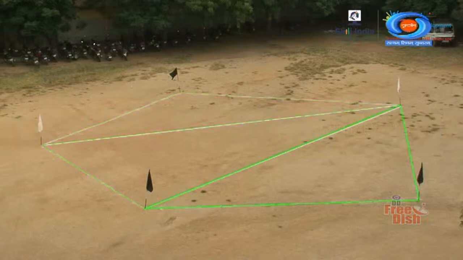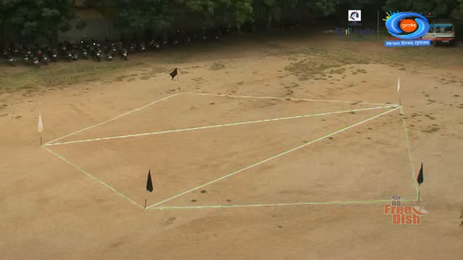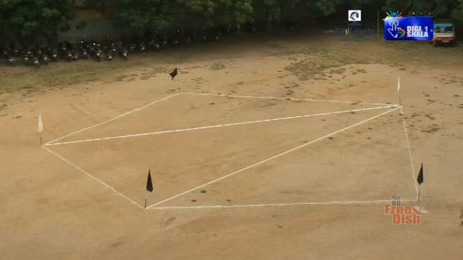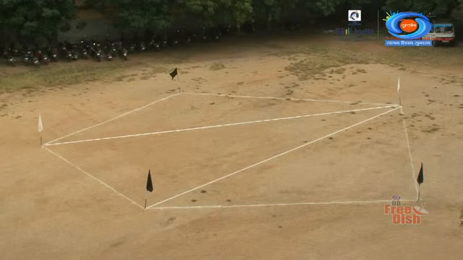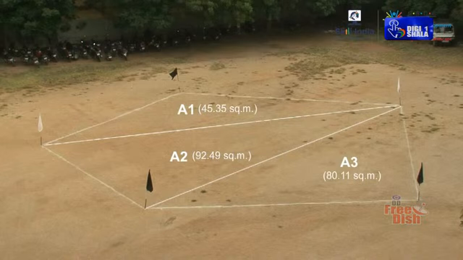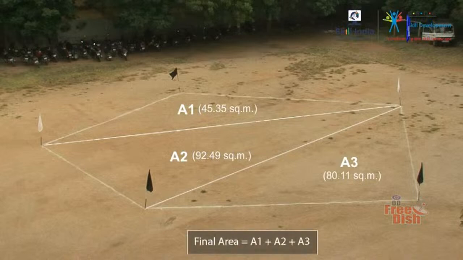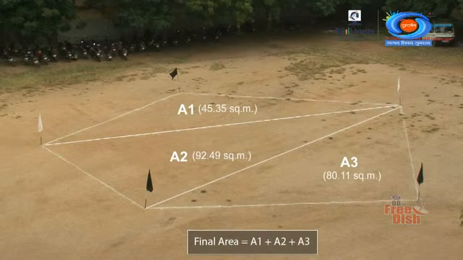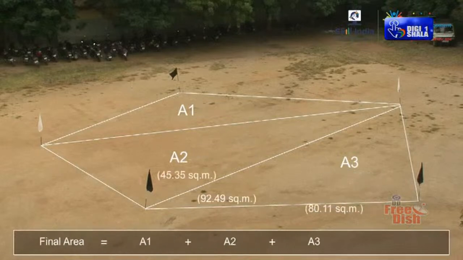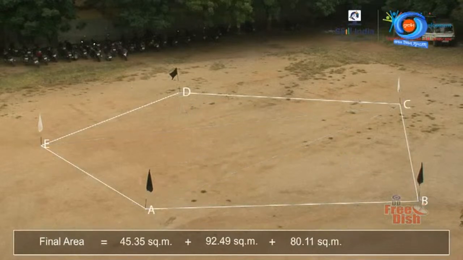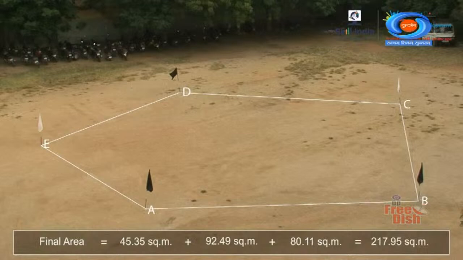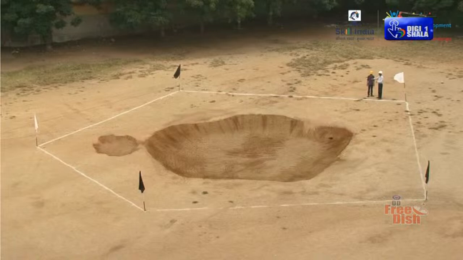Once you have the area of each triangle, you have to sum up the areas of all triangles. Here we have areas of three triangles, A1, A2, and A3. When we sum up the area of these three triangles, we get the area of the given field, that is, ABCDE, as equal to 217.95 square meters.